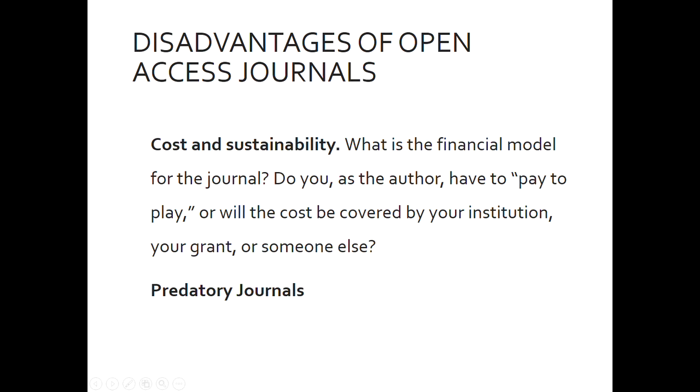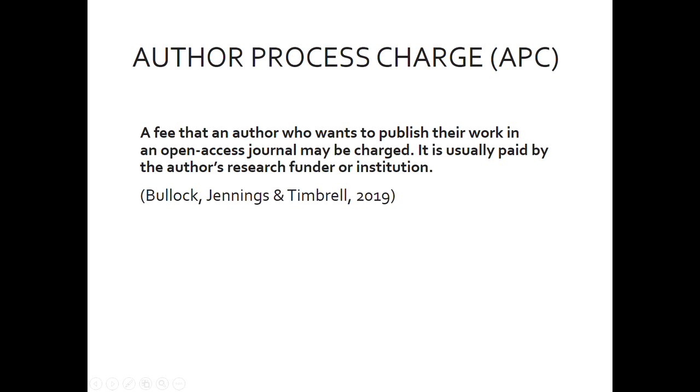And last, sometimes there are some people who are taking advantage of the open access movement, and they're doing what's called predatory publishing. And let's see. So here's a description of author processing charge. So that spreadsheet I just showed you, that's an author processing charge. So the author processing charge for this particular journal is $3,000.